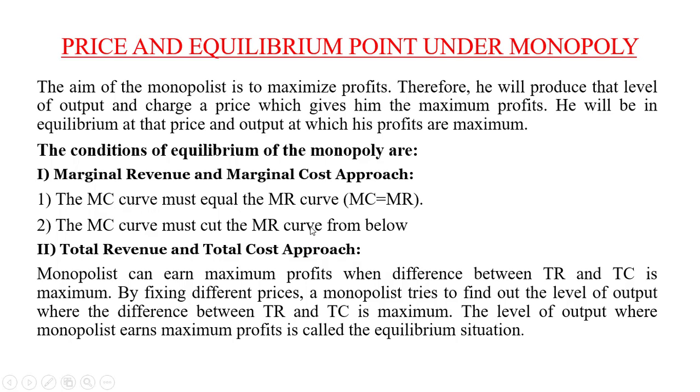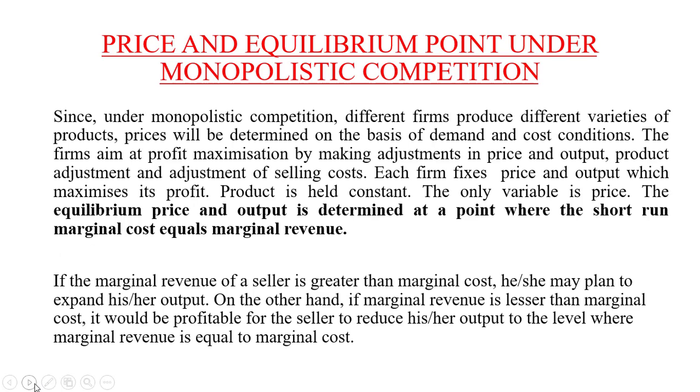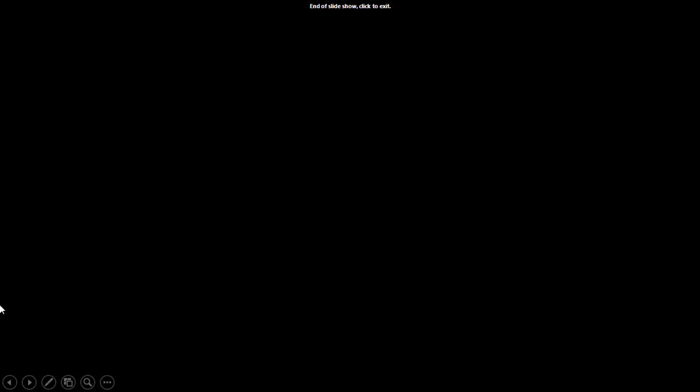But in monopoly, two additional concepts are there, that is total revenue and total cost. And in the short run also it is the same thing, that they earn supernormal profit, normal profit, and even can suffer some losses. So hope this is clear.